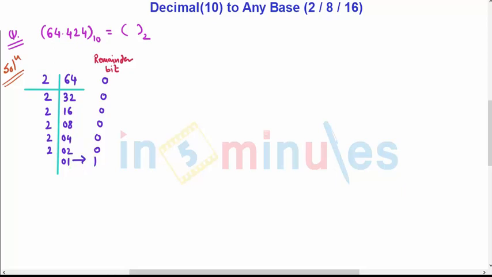So after writing the whole division part, this 1 will correspond to the most significant bit, and the 0 will correspond to the LSB, that is the least significant bit, and you will write the number from MSB to LSB. Means what? You have successfully converted 64 decimal into binary as MSB to LSB 1000000. So this is the required conversion for 64 in binary.